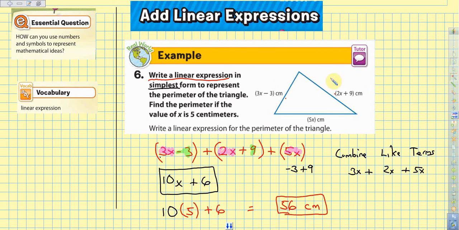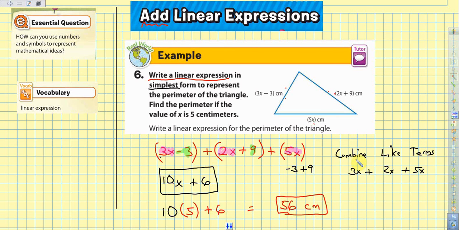So I didn't do anything different here. I used perimeter. That's a little bit different. It just means I'm adding. Well, that's what we're doing. We're adding linear expressions. I added each side. Each side was an expression or a linear expression. Okay, I combined like terms, made my problem easier, plugged 5 in for x, got my answer of 56 centimeters.